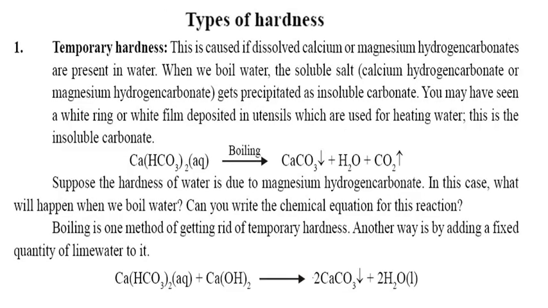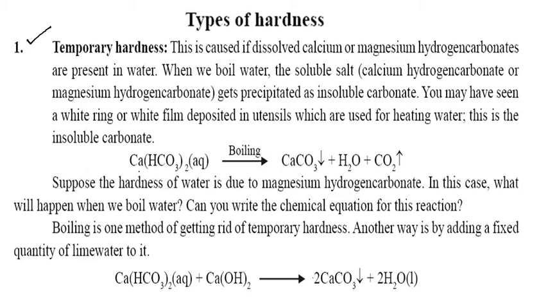Now come to the types of hardness. There are two types of hardness. First is temporary hardness and second is permanent hardness. First of all, we want to see temporary hardness. What is temporary hardness? It is due to the presence of calcium and magnesium bicarbonates.